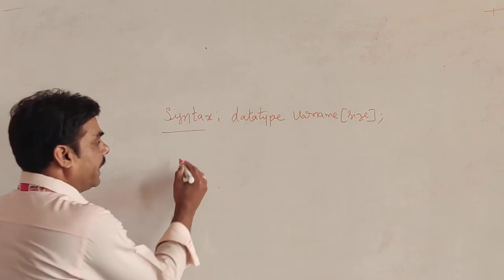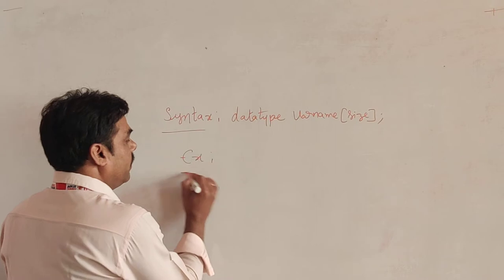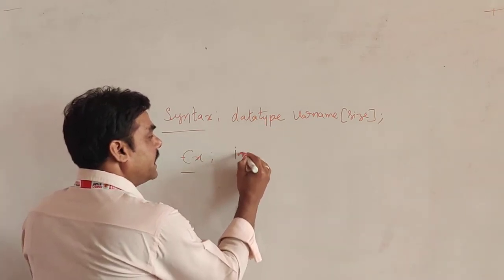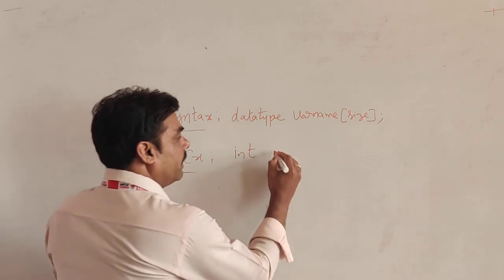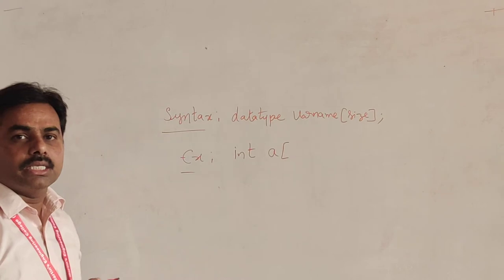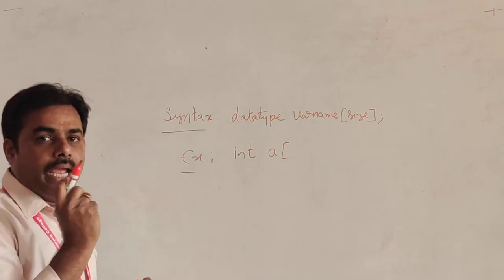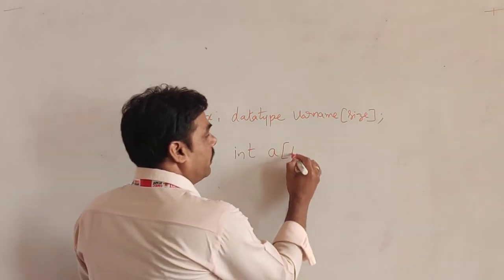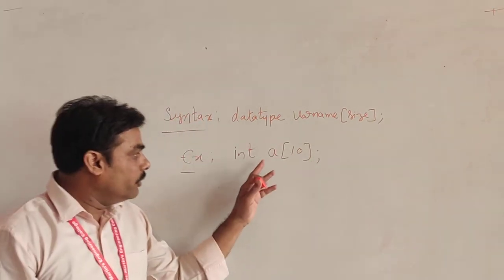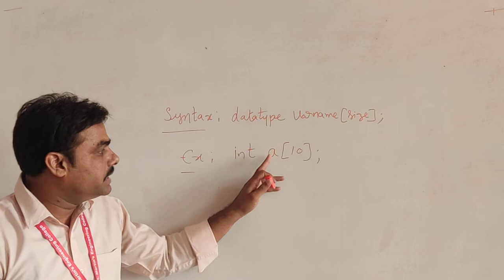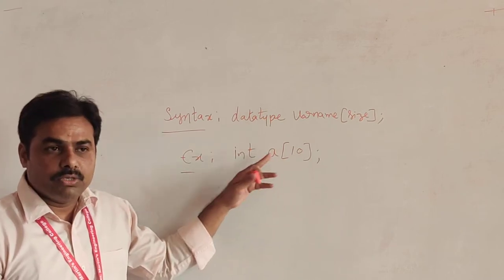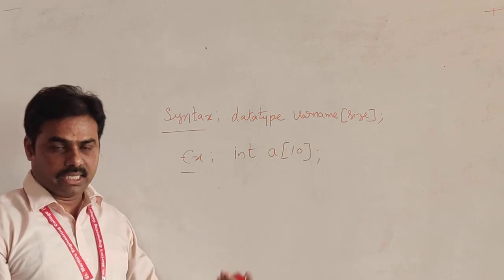For example, I would like to declare an integer array. How to declare that? Data type is integer, the name of the variable is a, small a, followed by square brackets. This is the convention. Generally the size is placed in the square brackets, for example 10. So what is the meaning of this one? When we declare like this, the compiler allocates 10 different memory locations to a, in which we can store 10 different integer values.